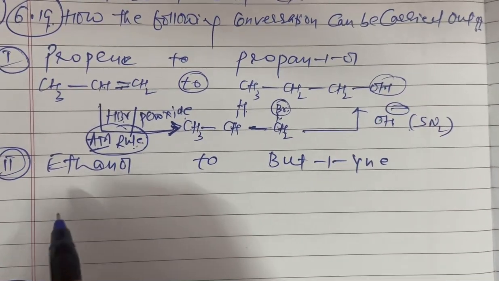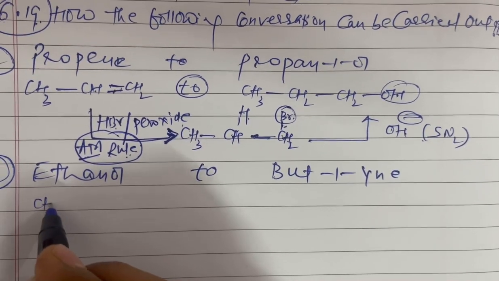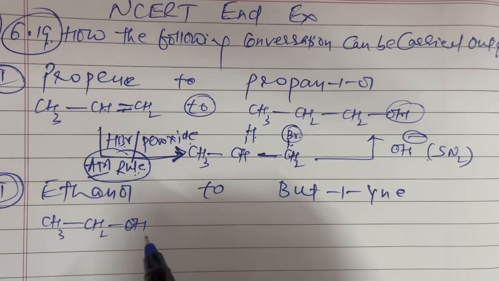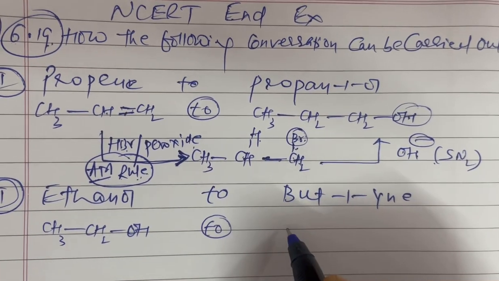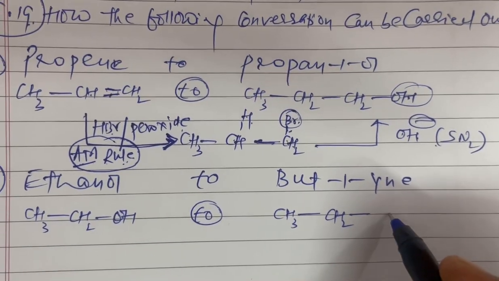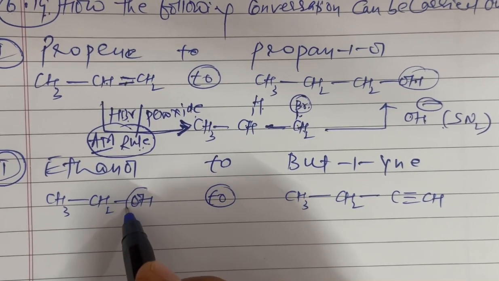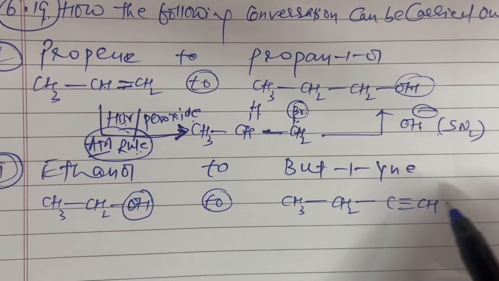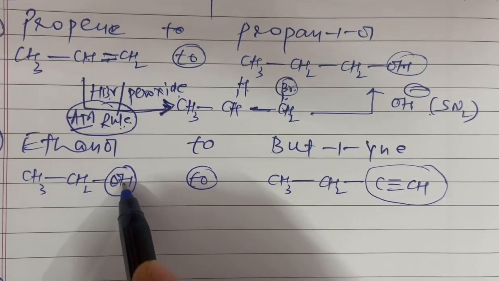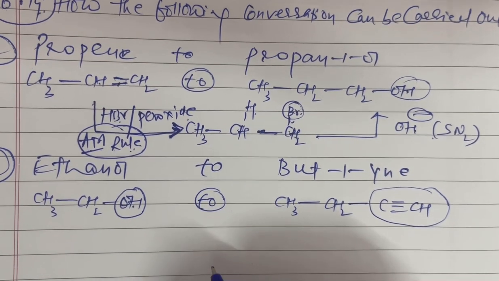Now the second one, they are asking ethanol to but-1-yne. I'll draw the structure of ethanol. CH3, CH2, OH. Ethanol to but-1-yne, CH3, CH2, C triple bond CH. So OH is going to be replaced by this C triple bond CH, but directly we don't have any method to replace this OH by this. So for that we follow the indirect method, that is the SN2 method.